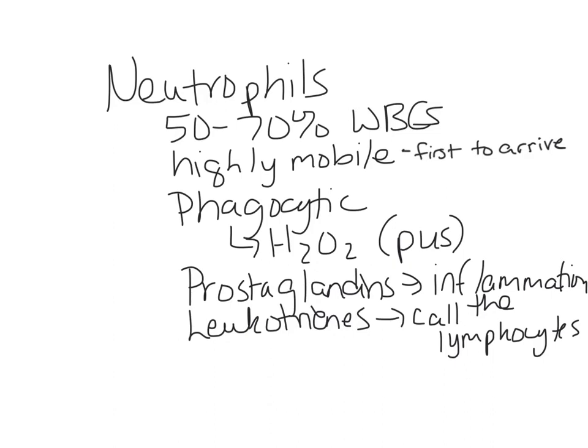But they have a pretty short lifespan. They'll eat about 1 to 2 dozen bacteria, and then they'll die. And then all that hydrogen peroxide they're producing is going to get released when they die. The whole cell bursts, and then there you have your pus. Eosinophils.